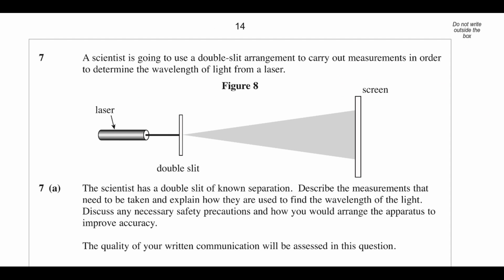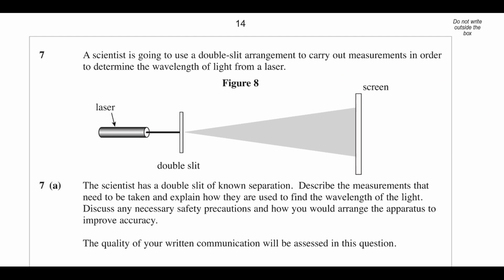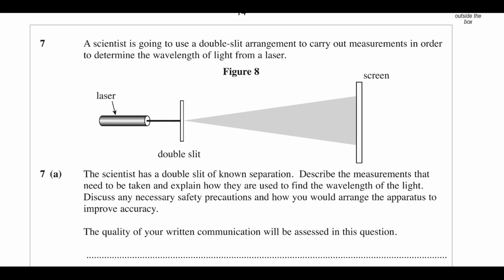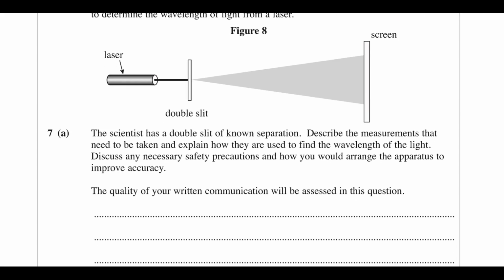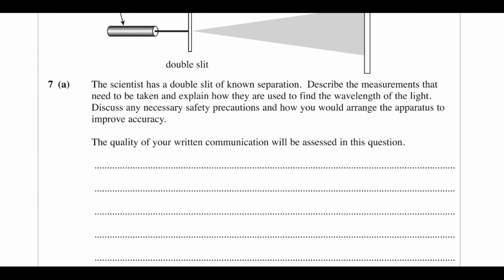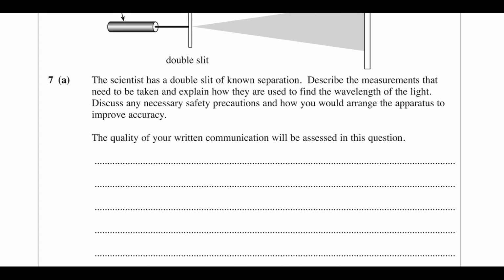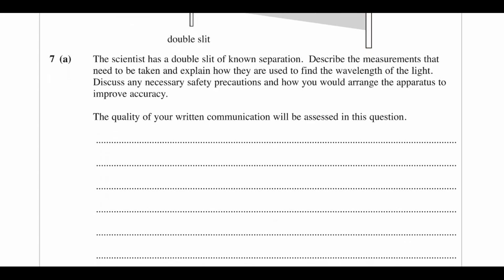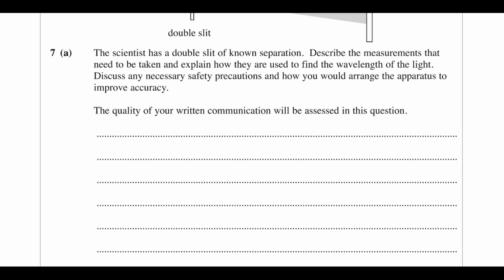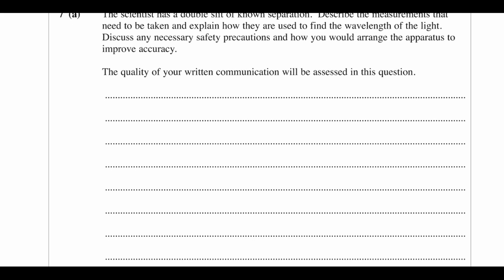We're going to have a longer answer question here because we haven't had one yet, and indeed we do. We're going to use a double slit to measure the wavelength from a laser. We know the slit separation of the laser. Describe the measurements that need to be taken, explain how they can be used to find the wavelength, discuss any necessary safety precautions and how you can improve accuracy. Let's first look at our double slit equation so we can understand what's going on.